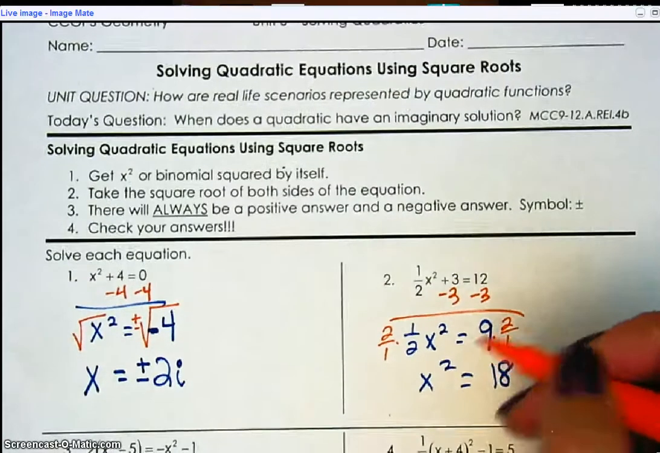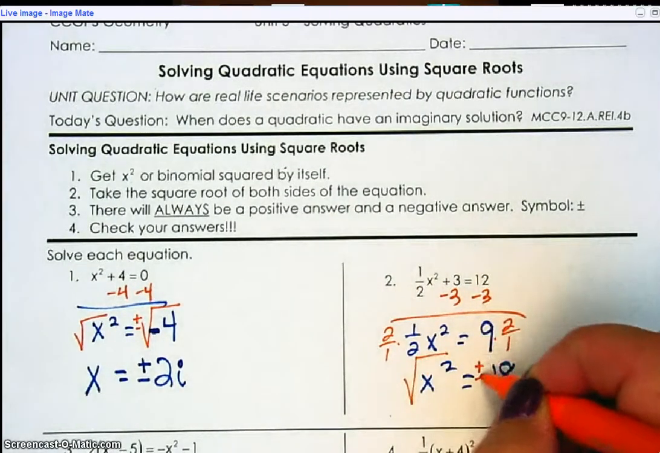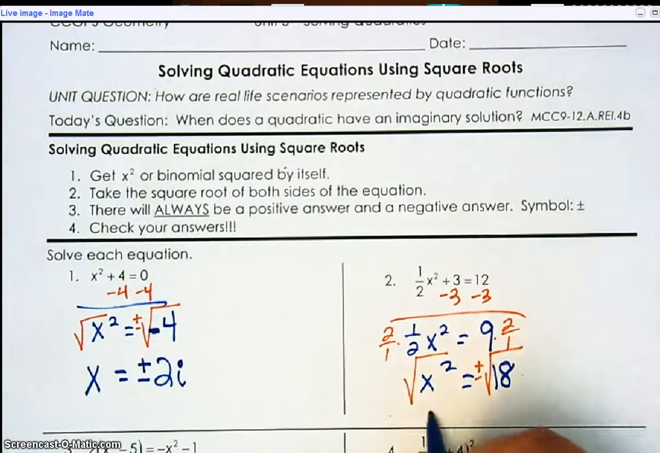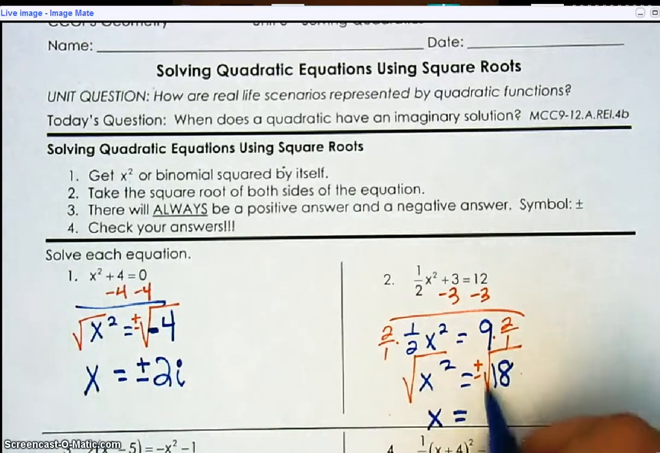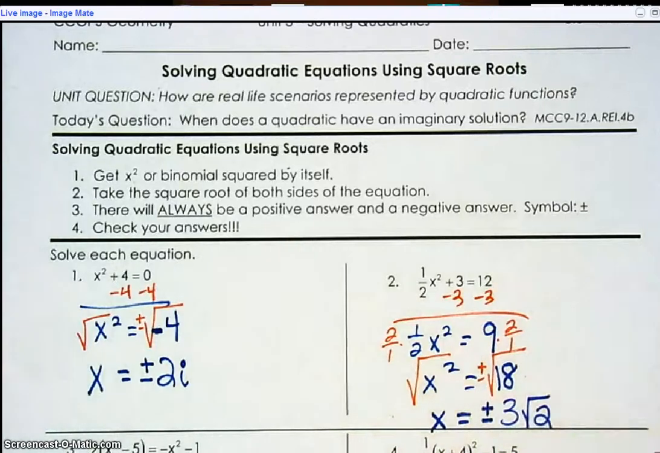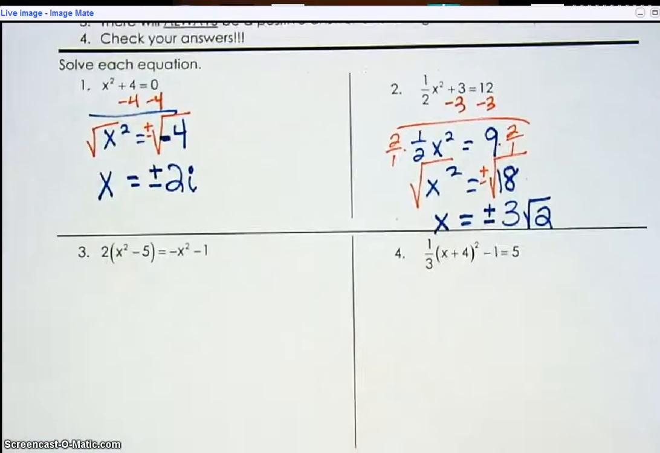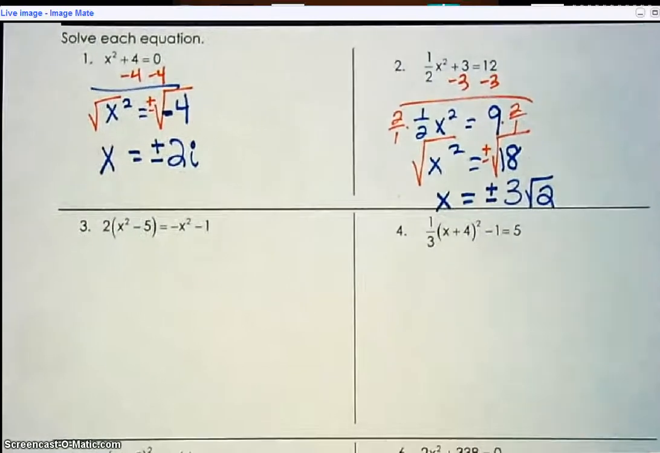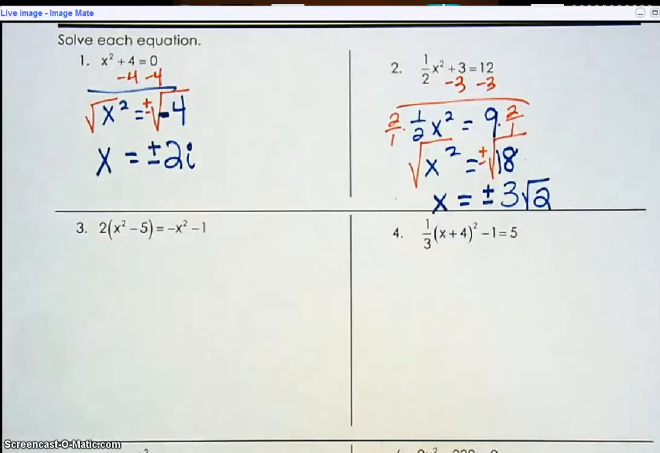Square term's all by itself, so we take the square root of both sides and don't forget the plus minus sign. So we have x equals. Now this one is just a square root of 18, so you could type it in your calculator. Don't forget plus minus though. Alright, there's our first two problems. Let's keep going. And these notes pages are on the blog. You could print them out or you could just copy them on your own sheet of paper.